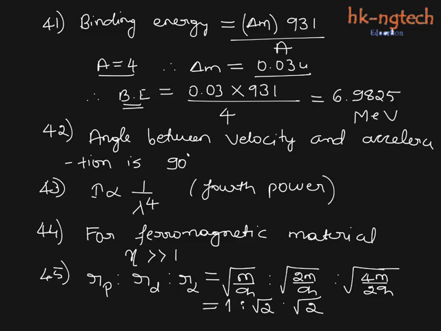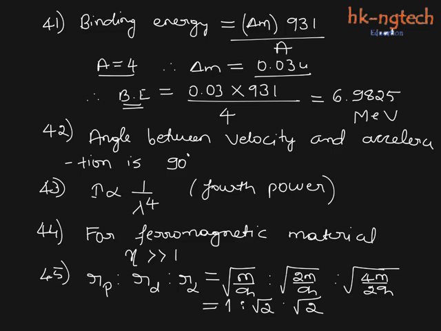Please try to take the next question, 42nd question. The angle between the velocity and acceleration of a particle describing uniform circular motion. A direct question, it is 90 degree. 43rd question. During the scattering of light, the amount of scattering is inversely proportional to the fourth power of the wavelength of the light, because intensity is directly proportional to 1 divided by lambda to the power of 4. 44th question. The susceptibility of a ferromagnetic substance, as we discussed, is always high, and it is greater than 1, we can say.